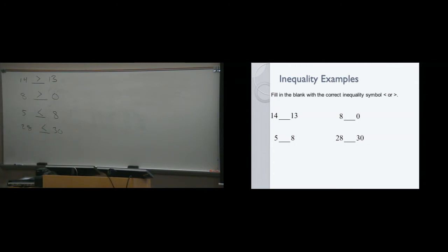Now, when we say greater, what we really mean is 14 is to the right of 13 on the number line, right? When we say 28 is less than 30, we mean 28 is to the left of 30 on the number line. You want to keep that in mind for when we get to the negative numbers.